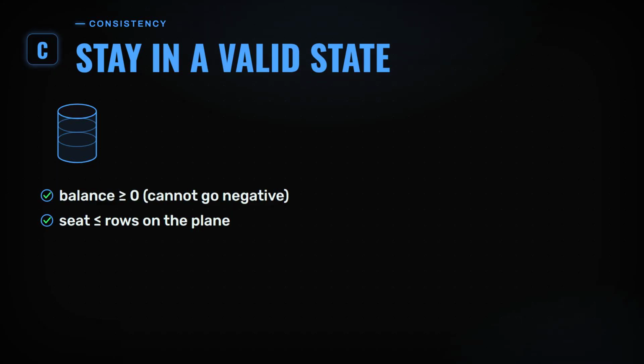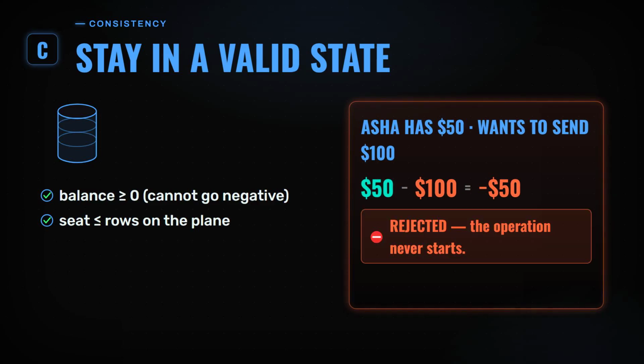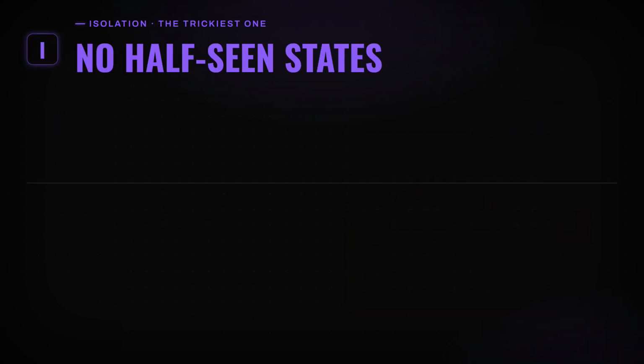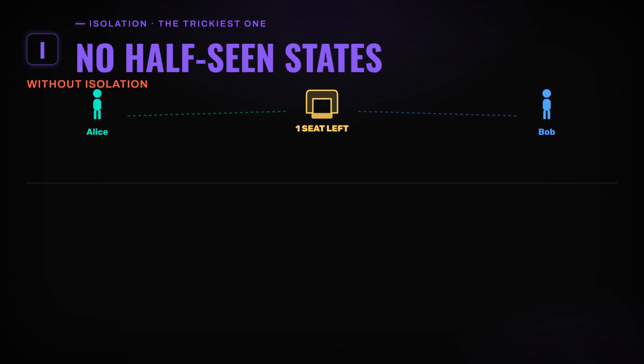The schema's rules are enforced, like balance cannot go negative or seat number cannot exceed the rows on the plane. If a transaction would break any of those rules, the database refuses to commit it. For the bank transfer, if Asha only has $50, the database rejects the $100 transfer outright. The money never disappears because the operation never starts.